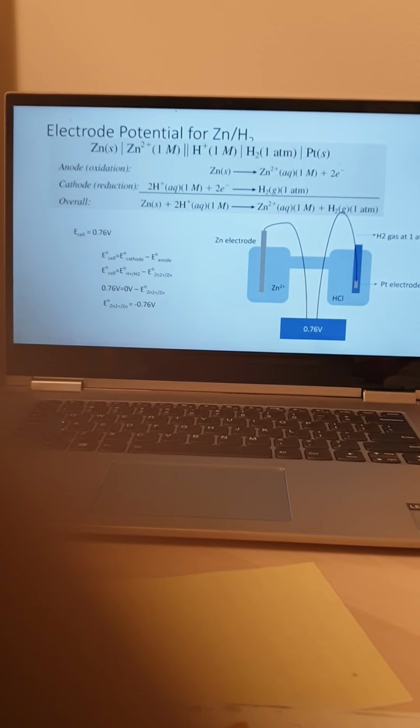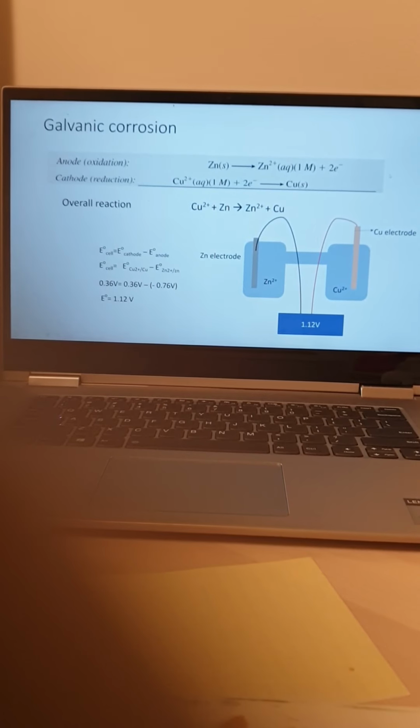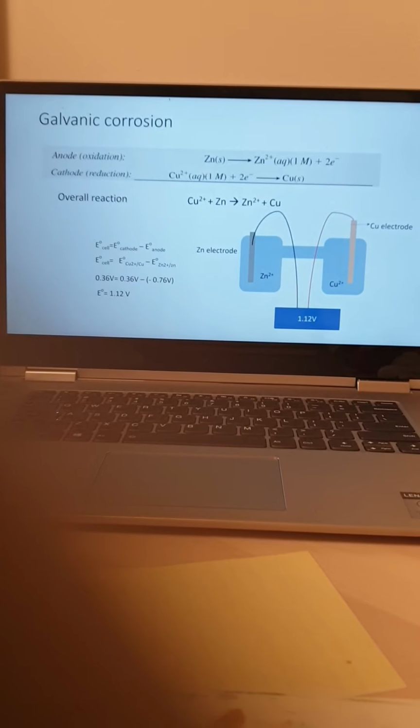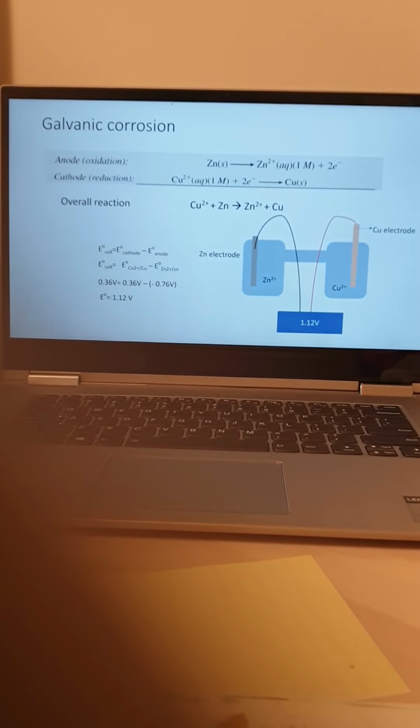This is an example when we have zinc and copper. First we need to identify zinc as the anode and copper as the cathode, with hydrogen as the reference. And when we couple zinc and copper, basically the anode becomes zinc, so the anode is corroding, and the copper becomes the cathode. So the copper is protected.